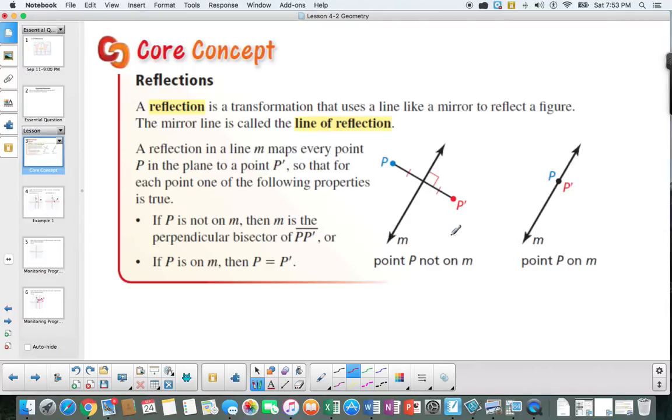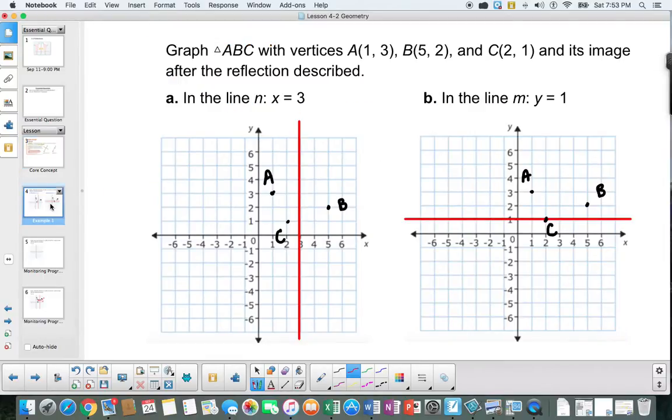In order to reflect, we're going to make sure that the line of reflection, that's this line right here, is acting as the perpendicular bisector from the pre-image to the image. So from the pre-image to the image, this line is acting as the perpendicular bisector. If the point is on the line of reflection, it stays on there. Let's take a look at these two examples.